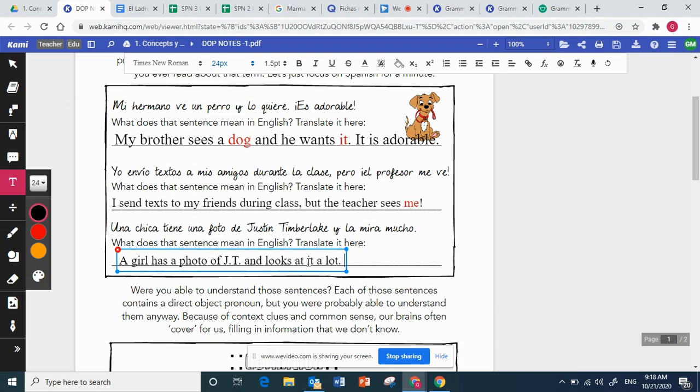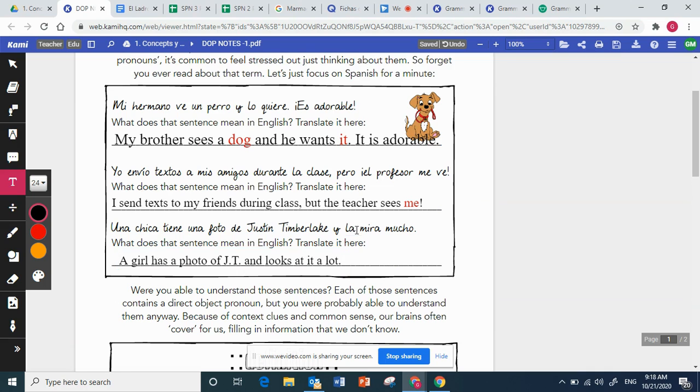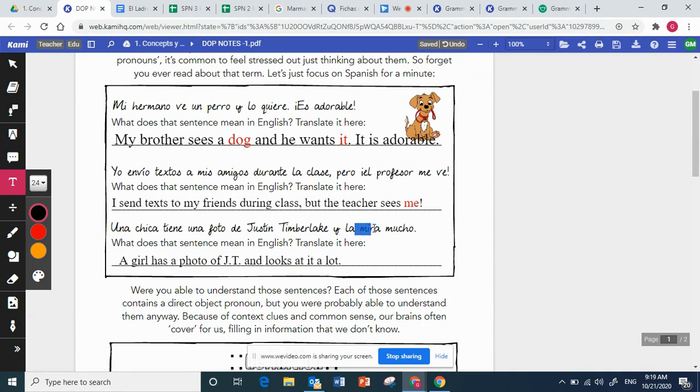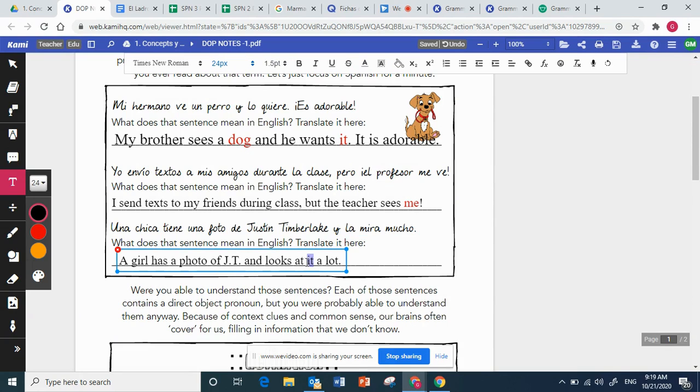And if we look at the sentence above, what word is going to mean it? So the end of the sentence, and she looks a lot. The word la is referring to it. And notice it comes before a conjugated verb. That's how we know it means it and not the. So I will highlight this.